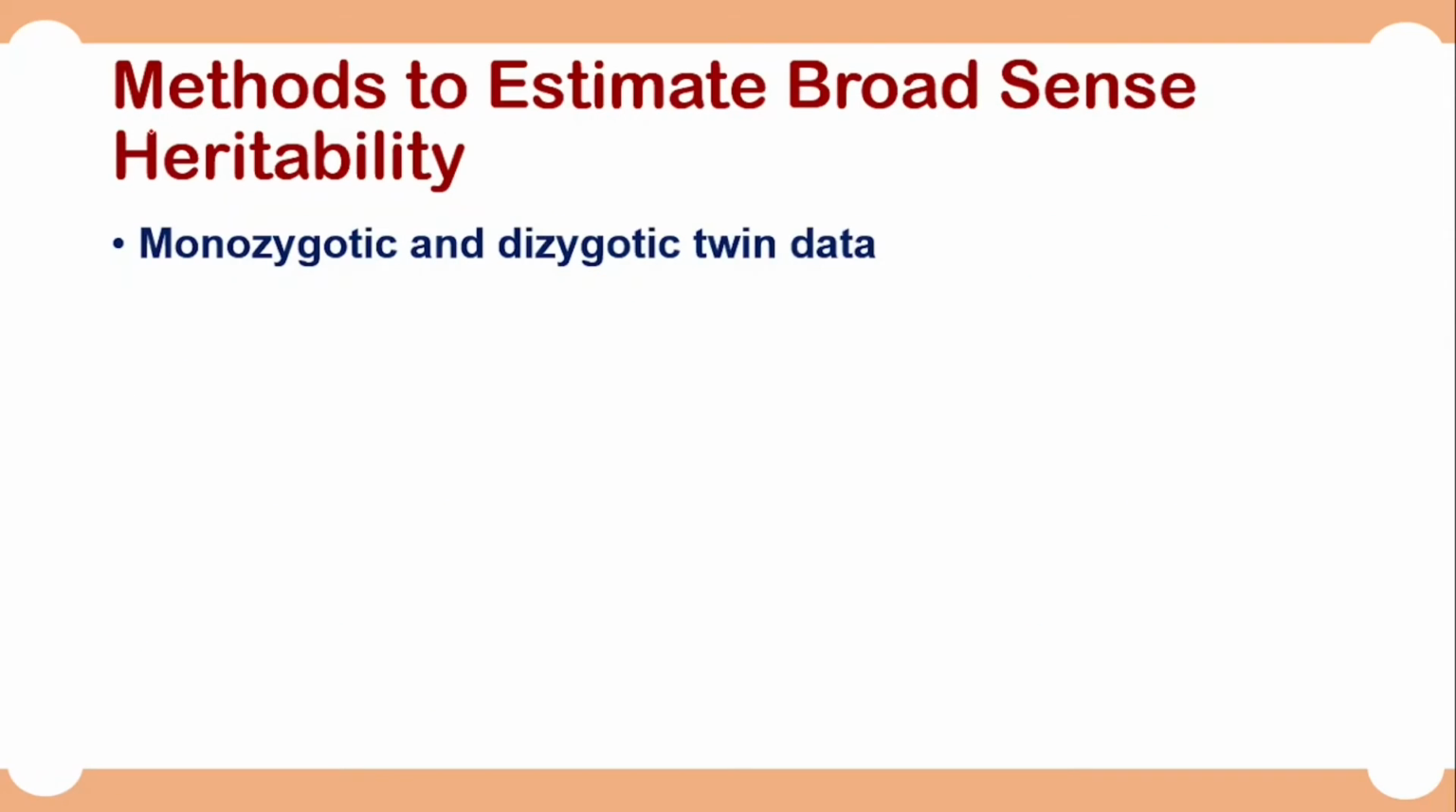So now I will discuss the details of methods to estimate broad sense heritability, which is estimation of broad sense heritability on the basis of monozygotic and dizygotic twin data. Firstly, we will see what is the monozygotic twin and what is the dizygotic twin, and what are the differences between monozygotic and dizygotic twins.